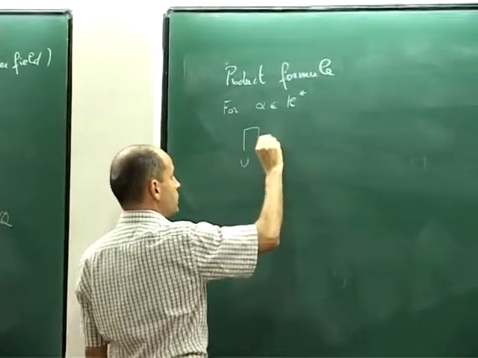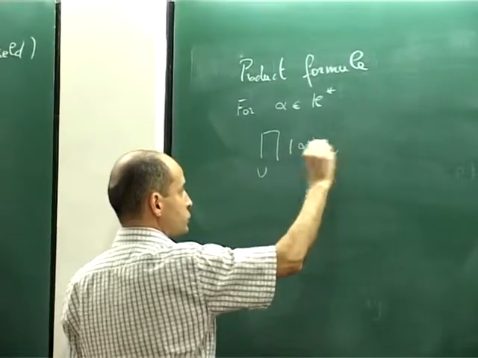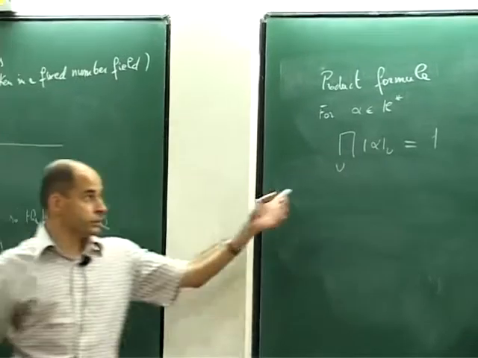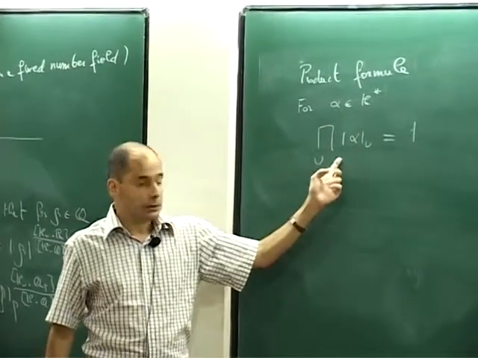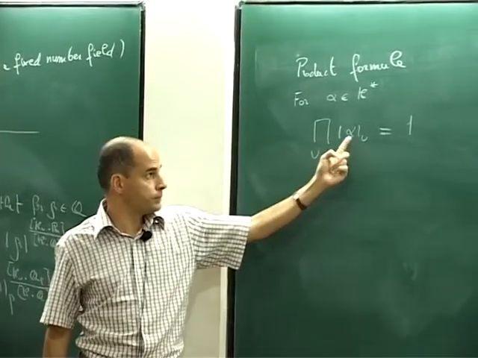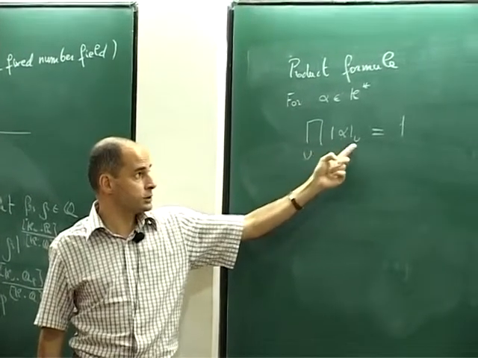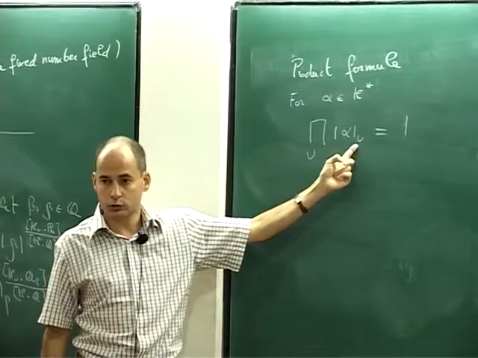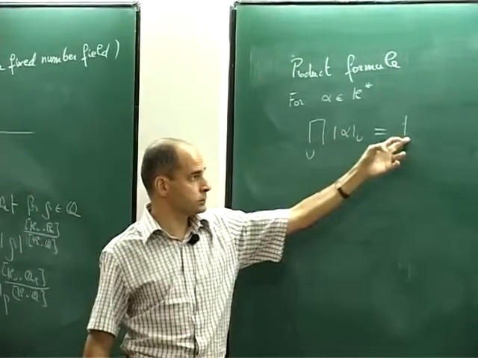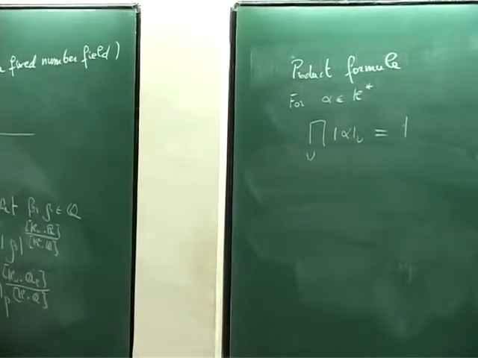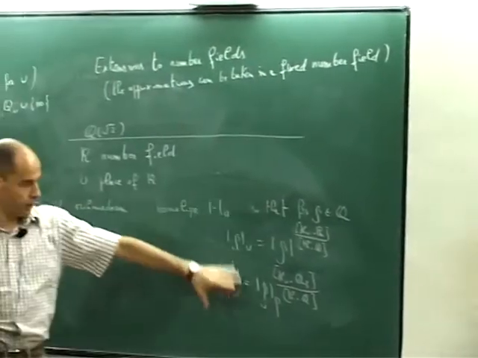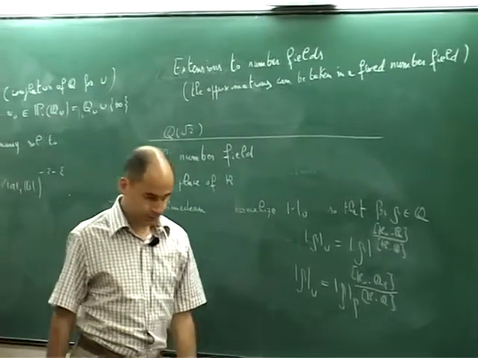The product over places nu of the nu-adic absolute value of alpha equals 1. Of course, this infinite product is in fact a finite product because all the terms but finitely many are equal to 1. And the fact that the product is 1 is a consequence of the easy fact that it holds over Q and of our choice for the normalization.